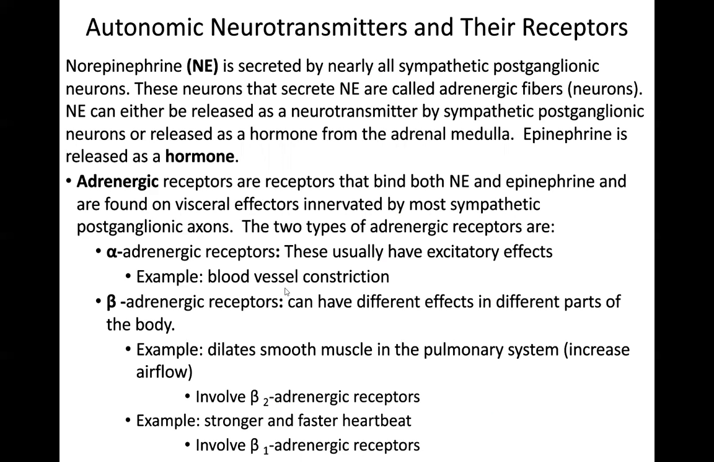So it's a contraction that makes it excitatory. Okay. Beta adrenergic receptors can have different effects depending upon where you're at in the body. For example, the first one here, dilating smooth muscle in the pulmonary system, meaning we're going to increase airflow into and out of the lungs, involving what we call beta 2 receptors. This is an inhibitory response.